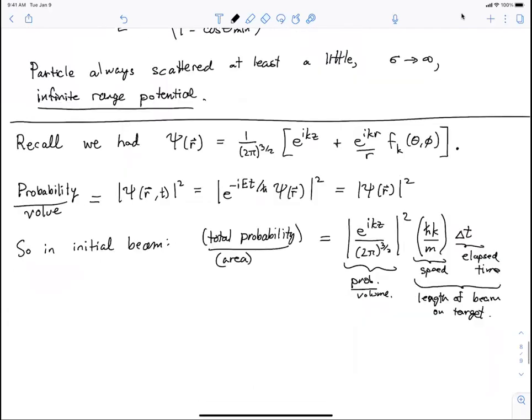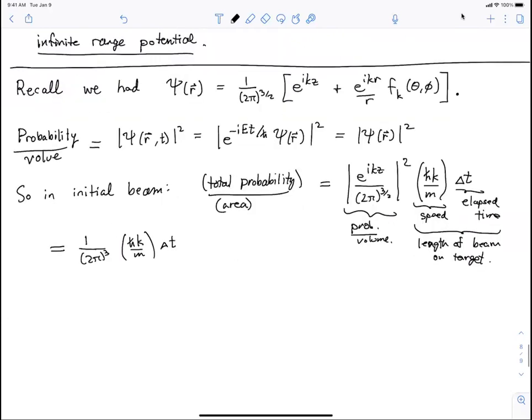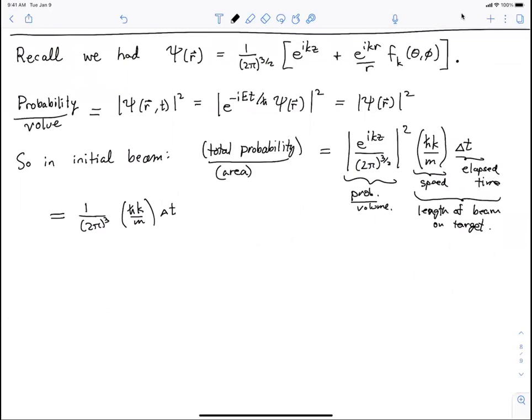Okay, and so just to simplify that, the e to the i k z squared doesn't do anything. And so we get 1 over 2 pi cubed h bar k over m times the elapsed time. All right, so that's basically playing the role of what we said before was little n. And now we want to think about the scattered wave.